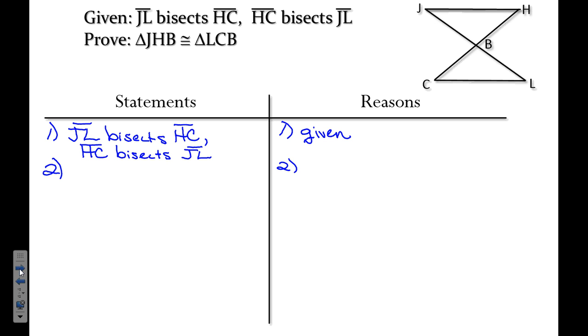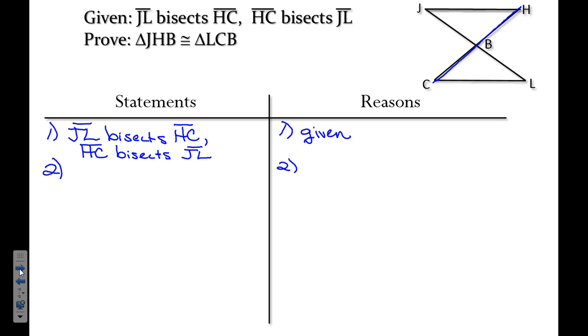All right, everybody's got the picture drawn, the two triangles. They've written their givens down. Draw the triangles. It's going to be crucial that you can draw the triangles so that you can write on your drawing, mark them up, see what's going on. Okay, our first statement is that JL bisects HC. What does it mean if JL bisects HC?